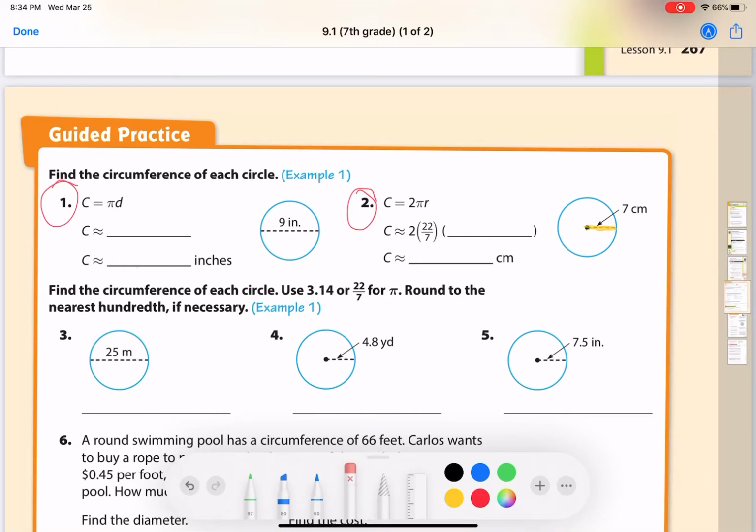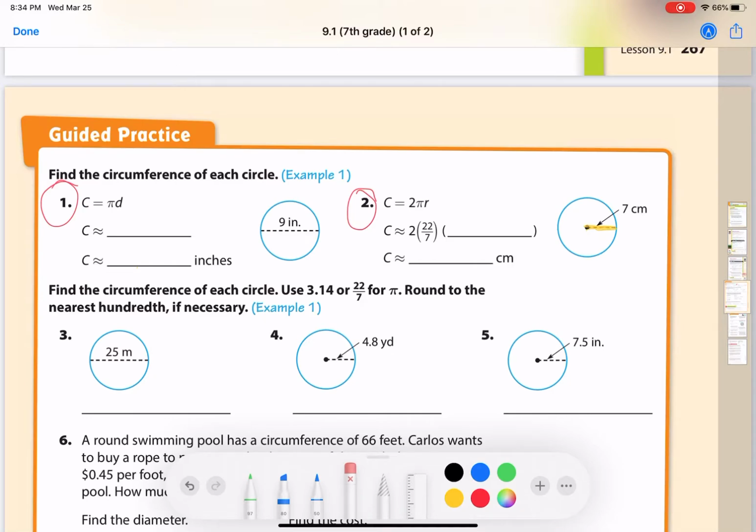This is 7th grade 9.1 with circumference of a circle. I just wanted to go over a few of the problems on the guided practice just to make sure that you are understanding how to use the formulas. Number 1 is find the circumference of each circle.